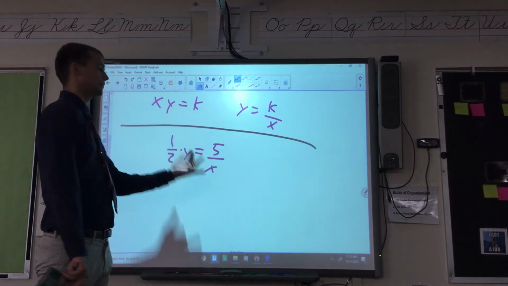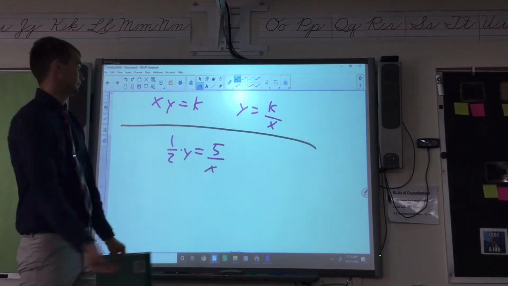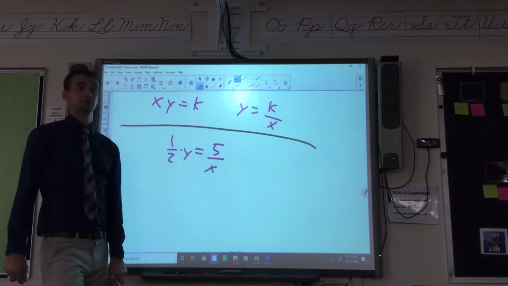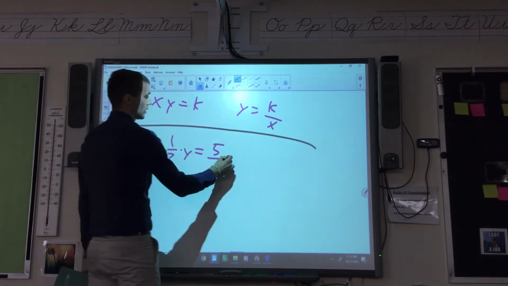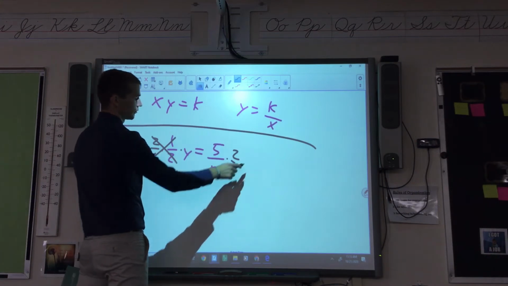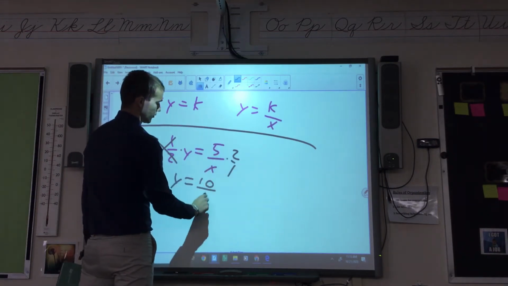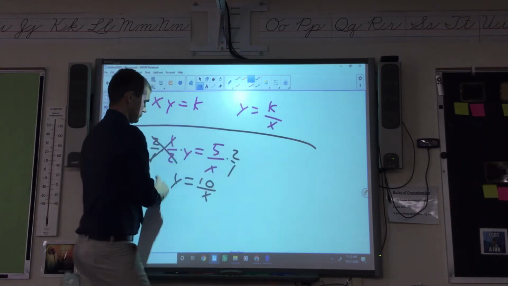How do you get rid of multiplying by something? Divide by it, but it's the reciprocal. So you multiply by the reciprocal. 2 over 1 and 1/2 cancel each other out. Y equals 10 over x. Look, we got it.